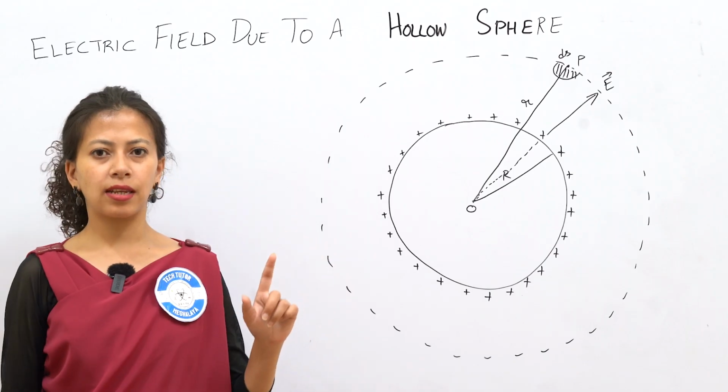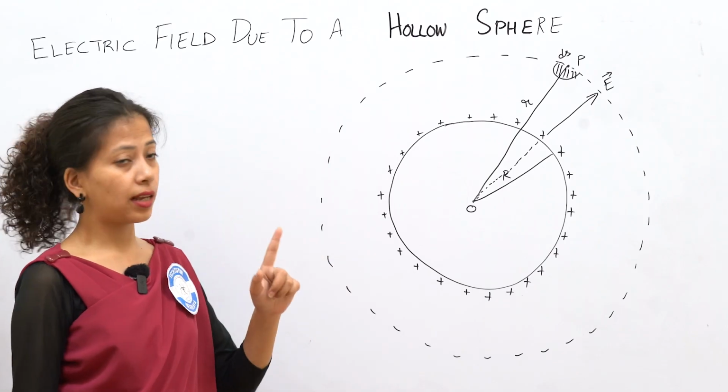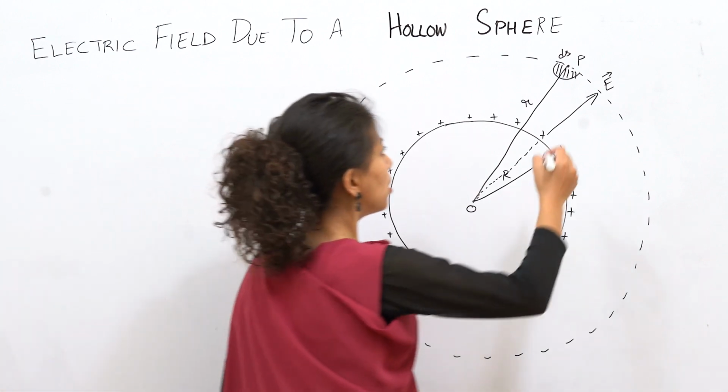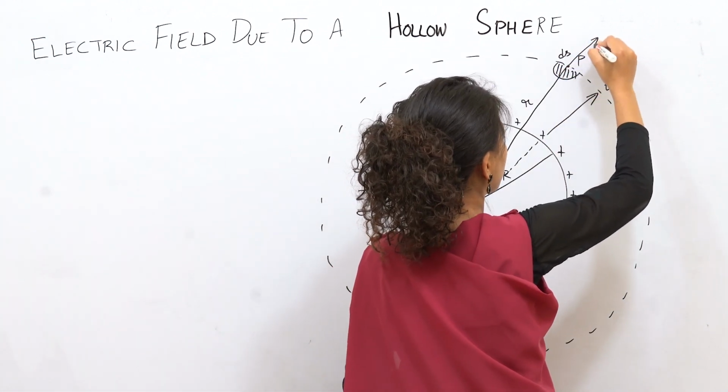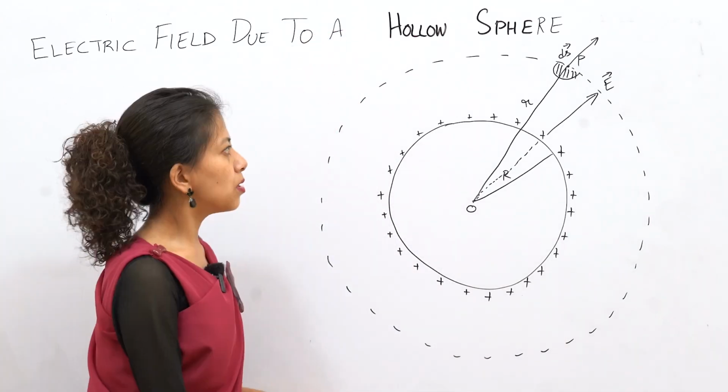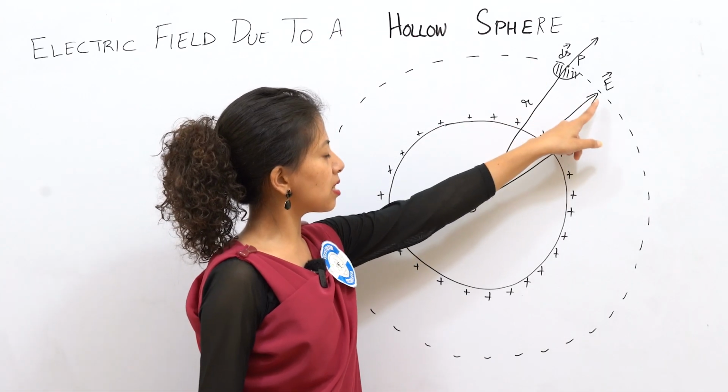The dS, once again in terms of vector, has a normal vector, the vector perpendicular to the surface. So it will point in this direction. This is my dS vector, and this is my electric field.